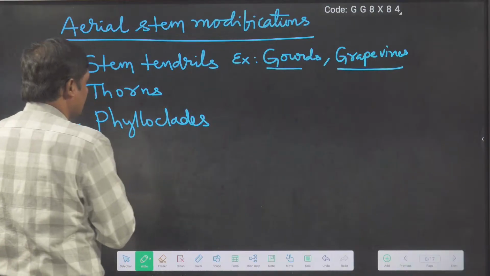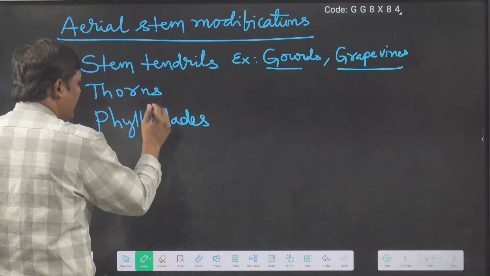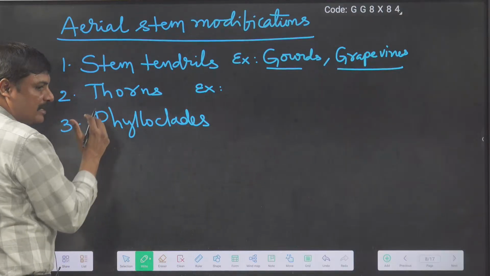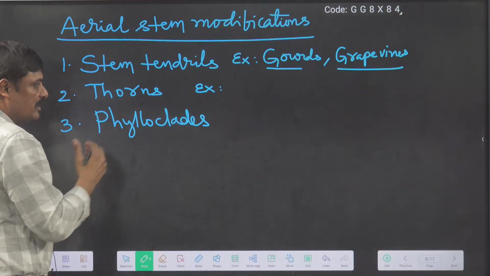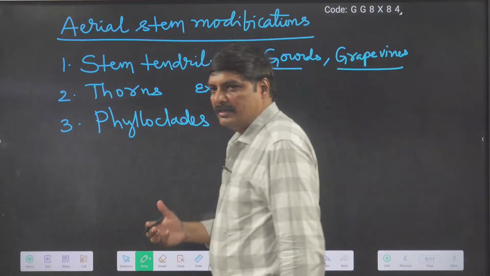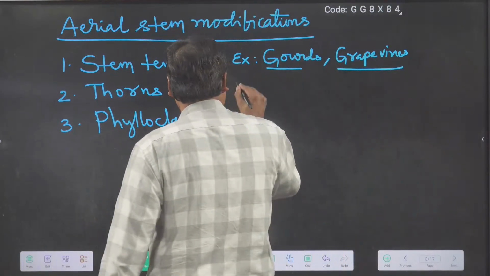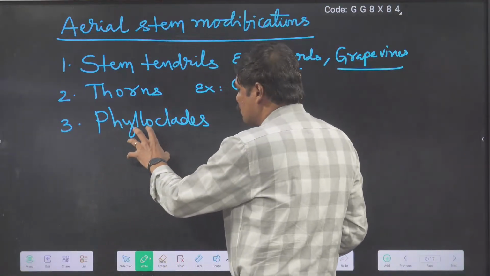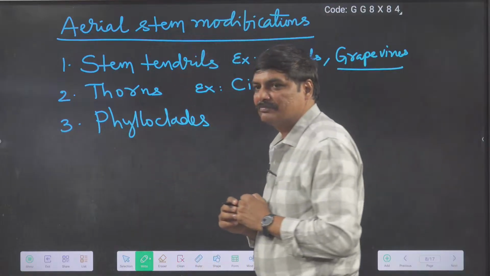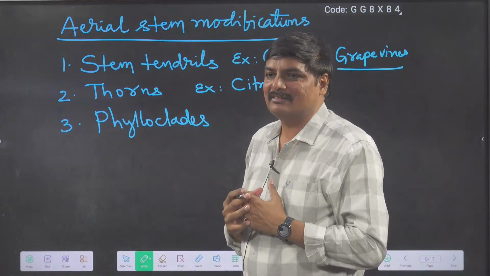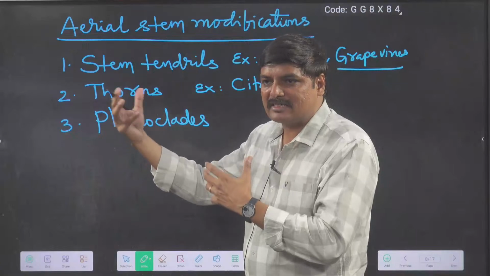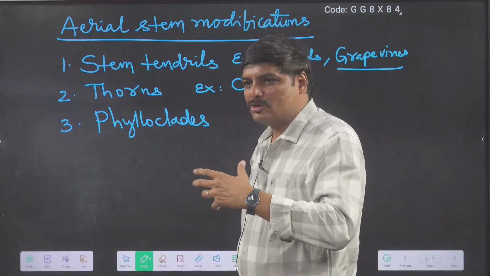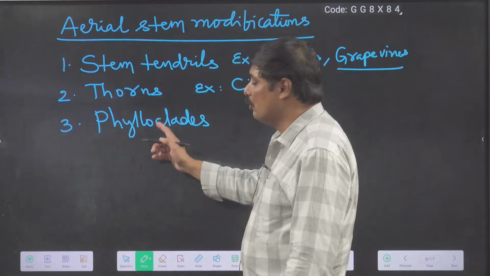Thorns are woody, pointed structures meant for protection. These thorns act as defensive organs. These are seen in bougainvillea, citrus, etc. And similarly, the plants which are growing in arid zones, dry area, desert area, the leaves are modified into spines or scale leaves. Therefore, the stem is modified into leaf-like structure. Those modified leaf-like stems are called phylloclades.